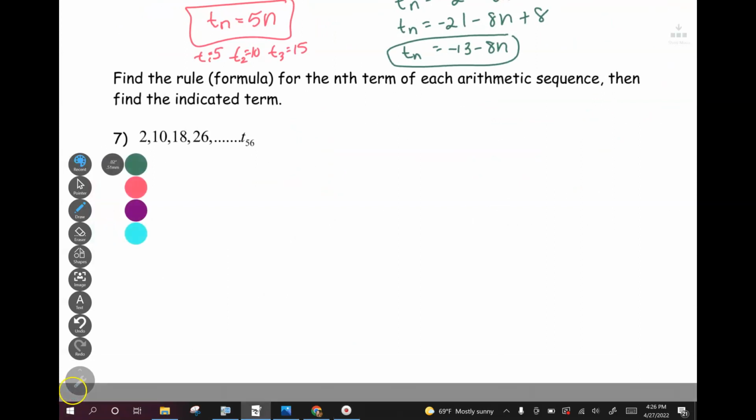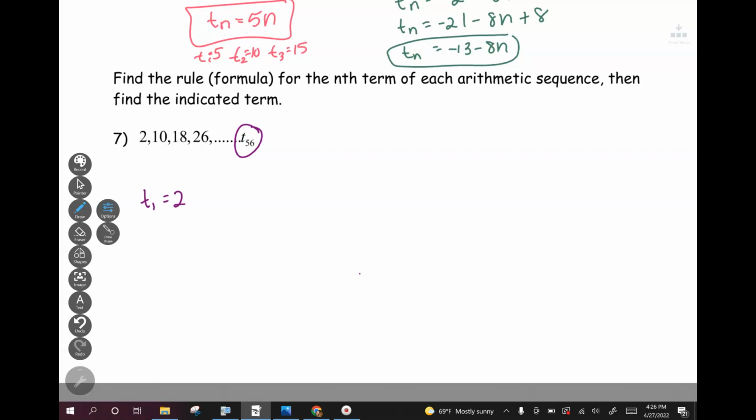Okay, so this is the exact same thing, except not only are we finding the formula, we're also going to use the formula to find this term. So that dot, dot, dot means we keep going and there's some other numbers there. And then they want to know what T56 is. So when n is 56. So first let's find the formula.